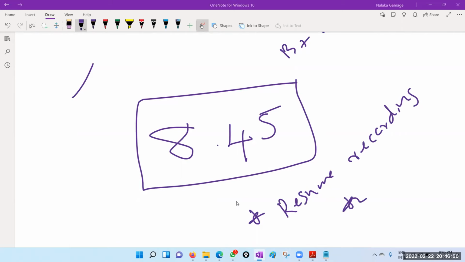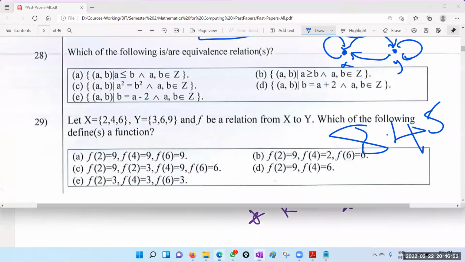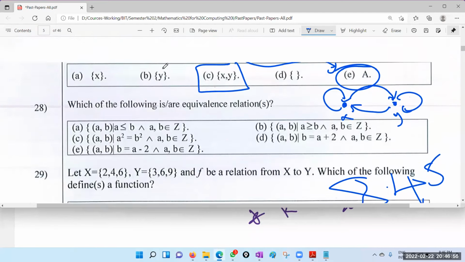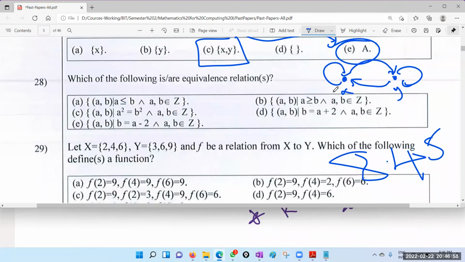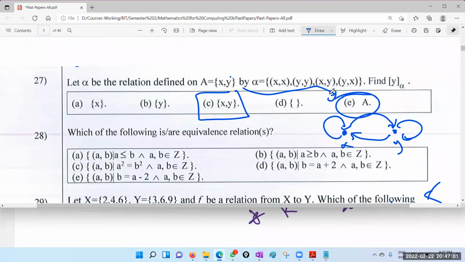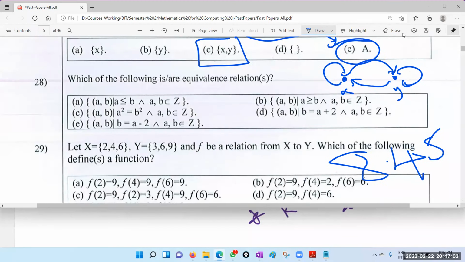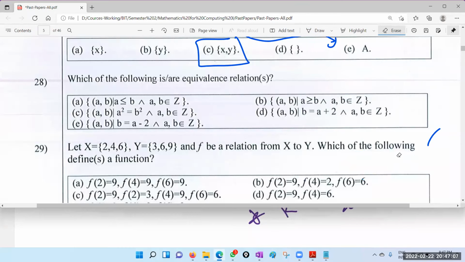Right. So let's continue. So the next question. Right? So this one, right? 28. Let me delete this. Which of the following is equivalence relations? Right, first one. So it's again a little bit time consuming question.